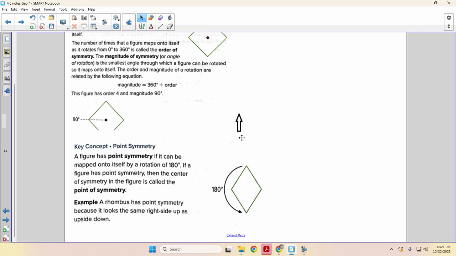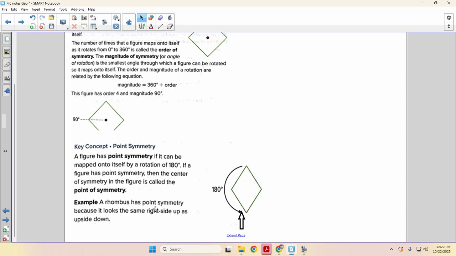Okay? Now, point symmetry is different. A figure has point symmetry if it can be mapped onto itself by rotating 180 degrees. So remember, 360 is the whole thing, 180 is half, and it has point symmetry if you rotate it that 180 and you are mapped back onto itself.